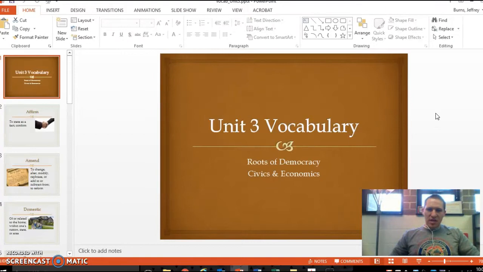Hanging out on a teacher work day, my favorite day. Here we go. So Unit 3 vocab, you should have your vocab chart in front of you. Handout number 2 for Unit 3. There are 16 words. There's only one set this unit. It's about a 3 to 4 week unit, a little bit shorter.